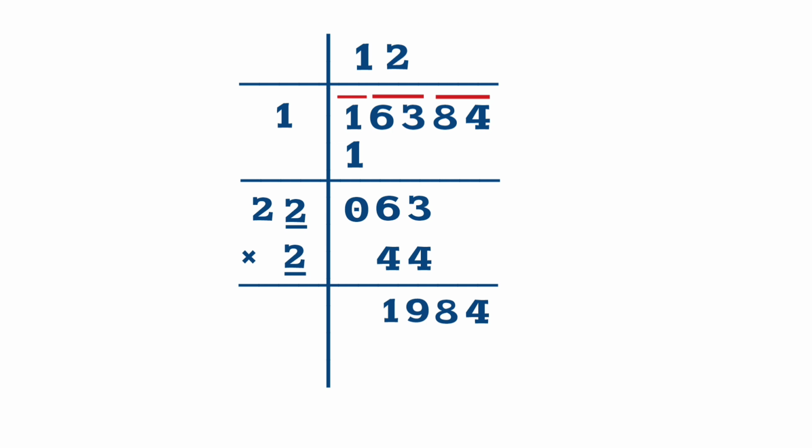Here the divisor is twice the quotient, 24, along with a blank space. So 24 blank multiplied with the same blank number should give 1984. If we put 8, 248 multiplied by 8 is in fact 1984. Bring 8 next to 2, giving the square root value as 128.